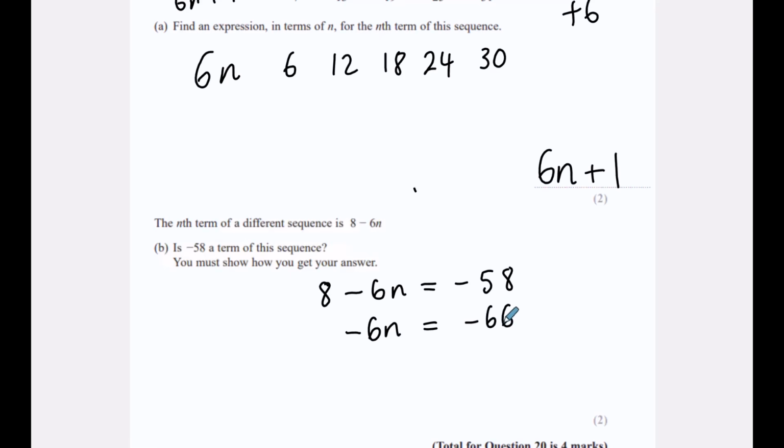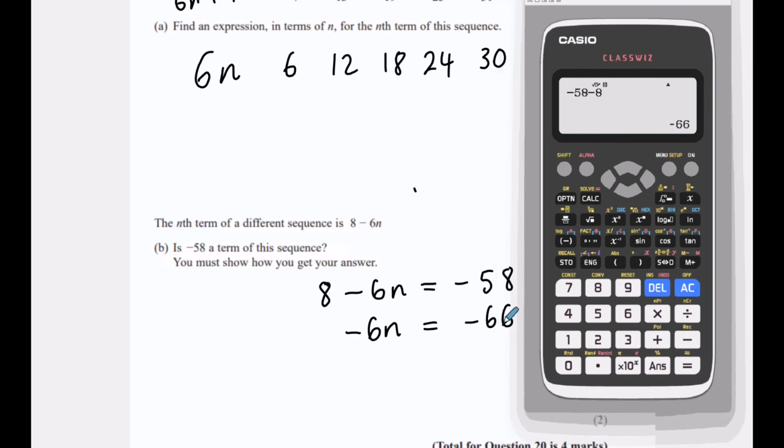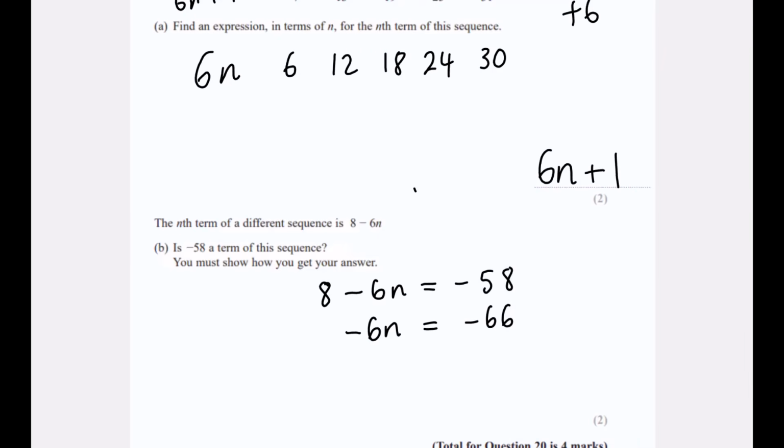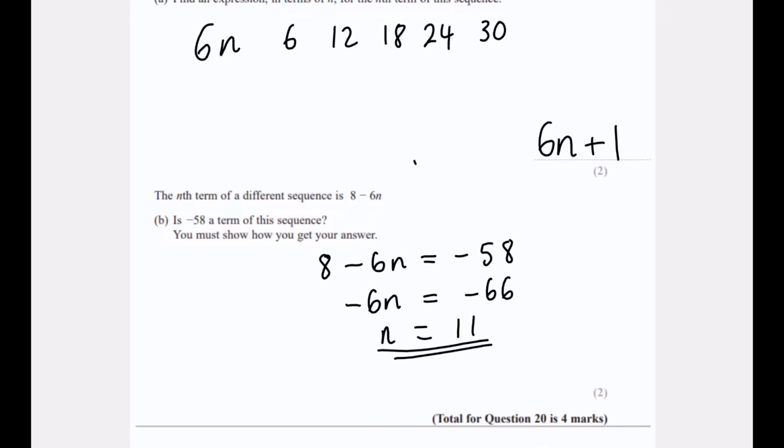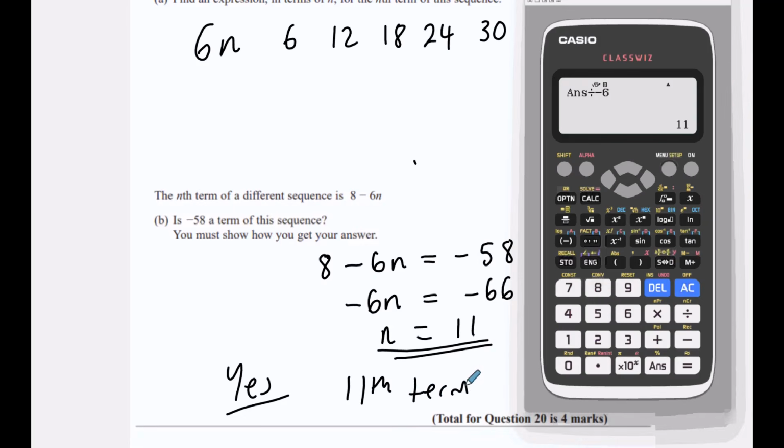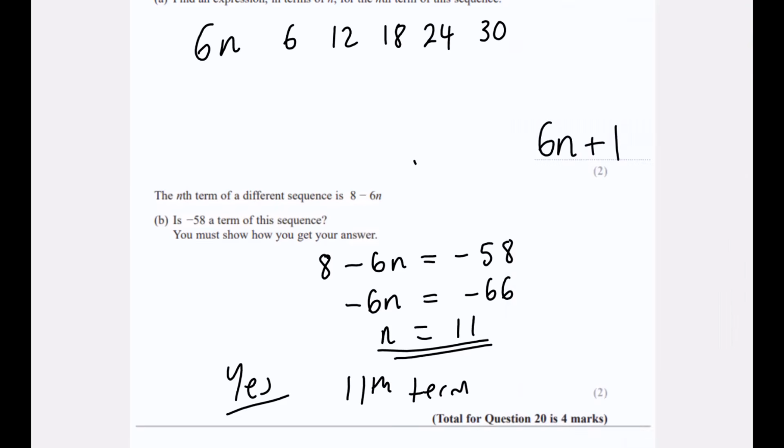Then to get n by itself, I want to divide by negative 6, and that gets me 11. So yes, the 11th term will be negative 58. So the 11th term is negative 58 because 8 minus 6 times 11 is negative 58.